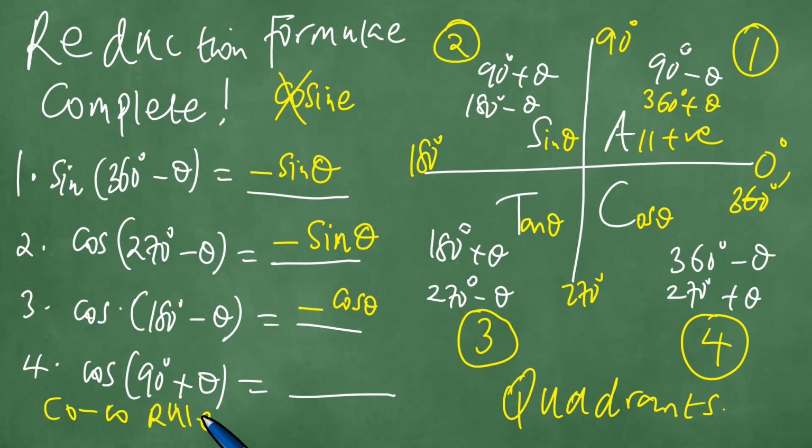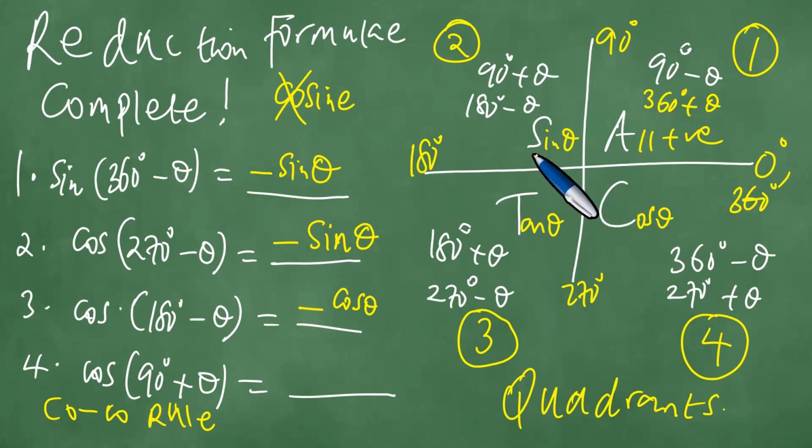The first quadrant. Okay, let's check. 90 degrees plus theta is in the second quadrant. Well done. So if 90 degrees plus theta is in the second quadrant, then what functions are positive in the second quadrant?